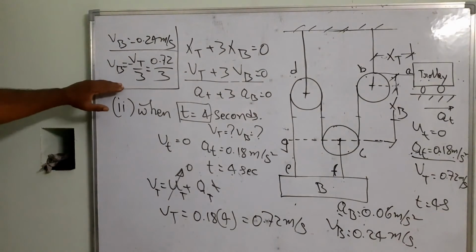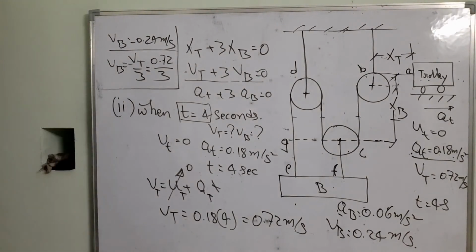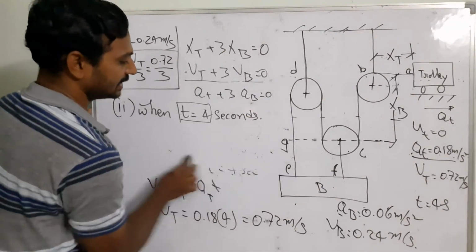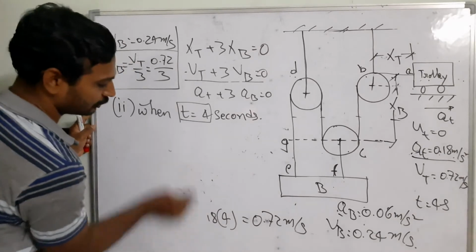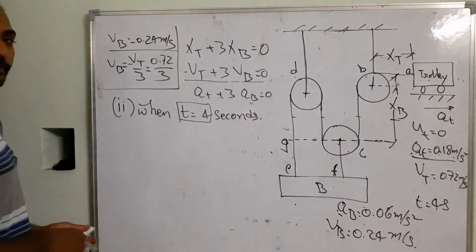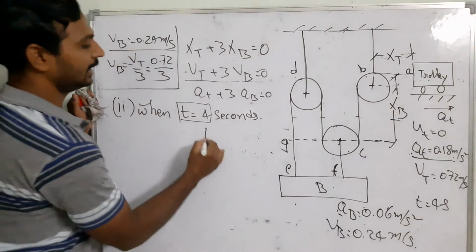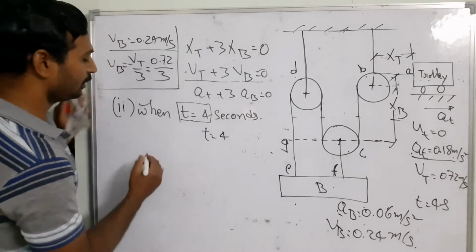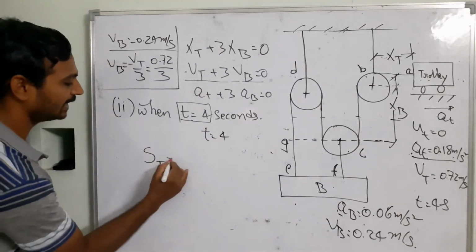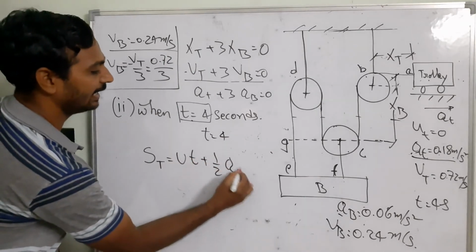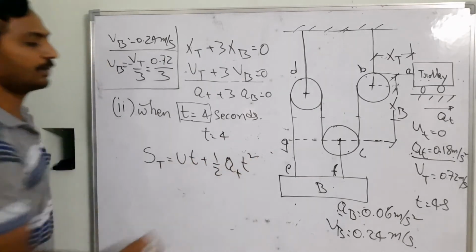Once you have calculated this value, we need to find out the distance of that part. So how to calculate the distance? What is the distance the trolley has traveled? From this equation, already we know that t = 4 seconds. Alright? So I am going to be using the distance traveled by the trolley: s_t = ut + 1/2 at squared.